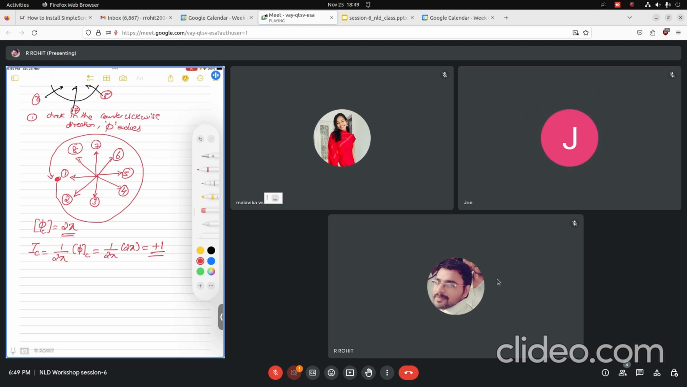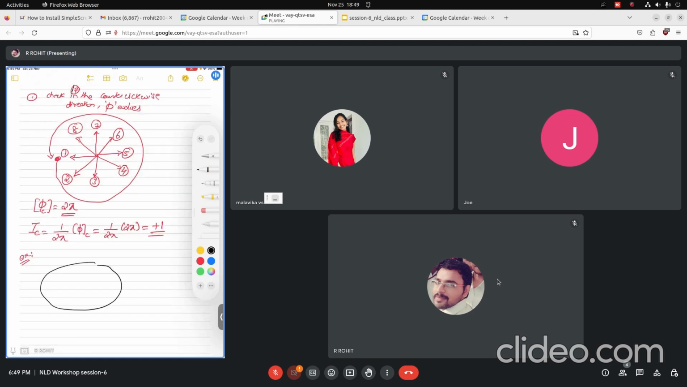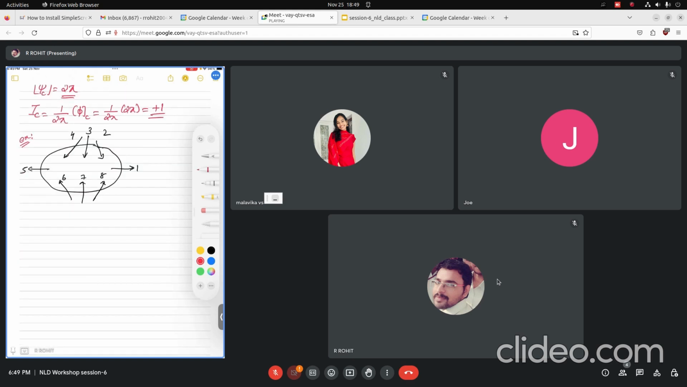So we will do one more example. Every time you do not cover the whole 2 pi radian. Say you have one more curve like this, and this time you have 1 here, 2 moving like this, 3 like this, 4, 5, 6, 7 and 8 in this direction. Now we need to find the index for this curve.